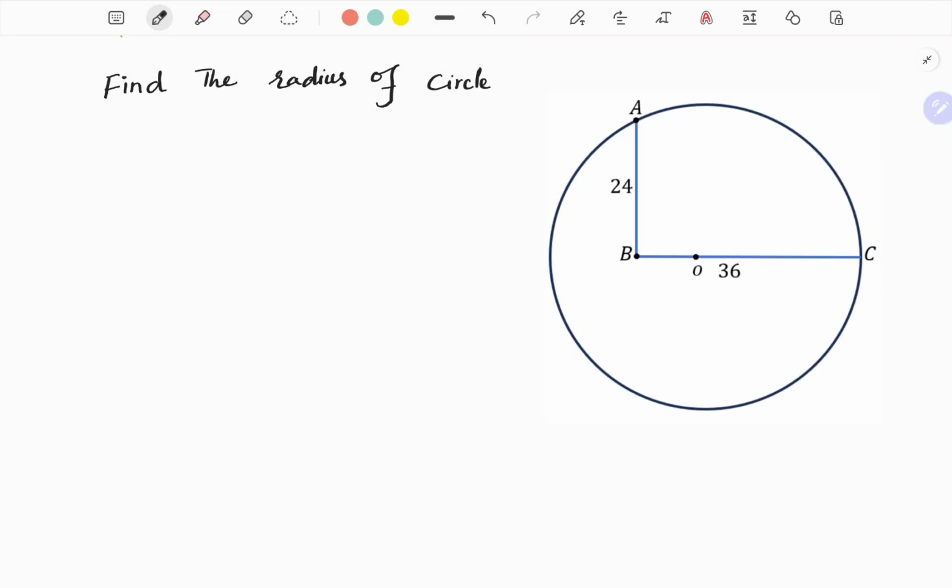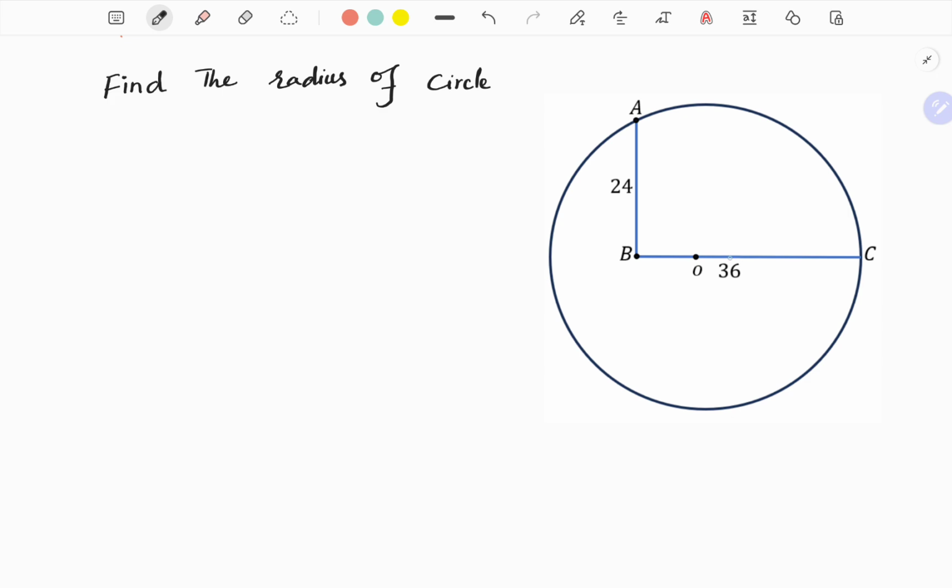Hello everyone. In this video we have a circle and a point A on the circle. A line segment is drawn from A to B which is 24 units, and another line BC, passing through the center of the circle, is equal to 36 units, and we have to find the radius of this circle.